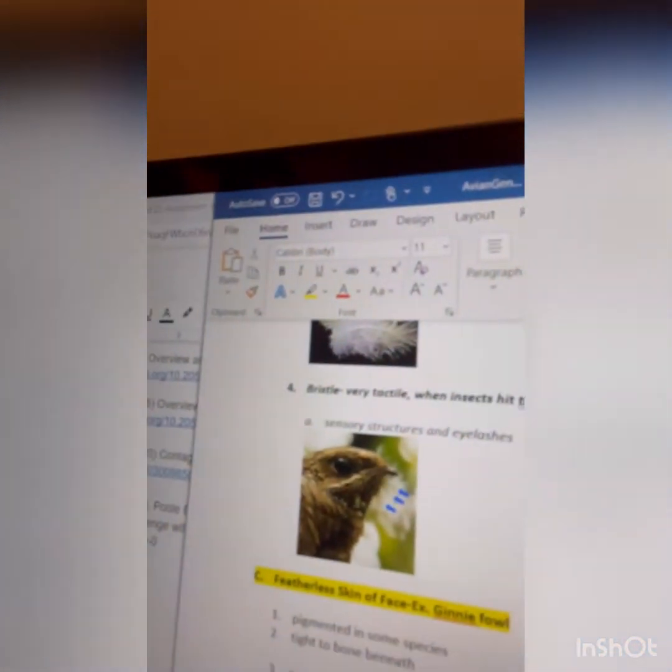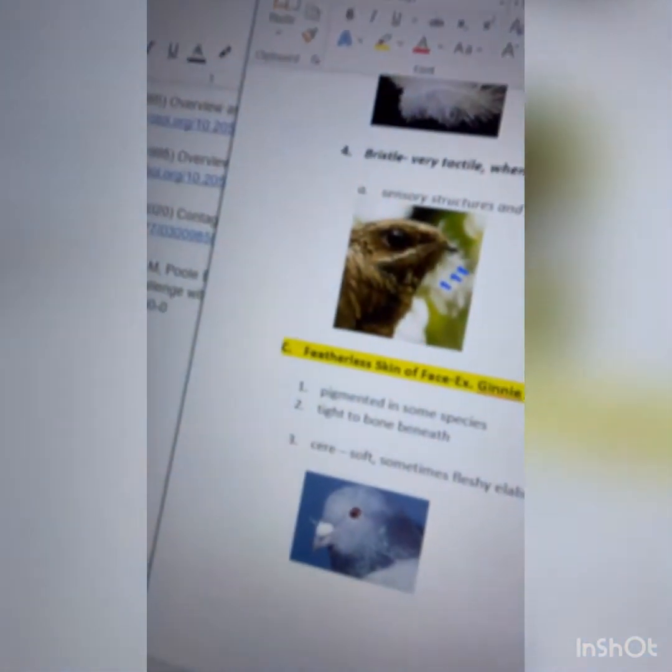And then they have bristle feathers, which are very tactile. So when insects hit them, the bird just snatches it right up. The bristles are on their beak right there, if you can see them. And then they are featherless on the face, and their face is pigmented in some species and tight to the bone beneath. Some birds have a cere, which is a soft, sometimes fleshy elaboration surrounding the nostrils in some species. So that's a cere right there, where it's pointing to. But then some don't have a cere.